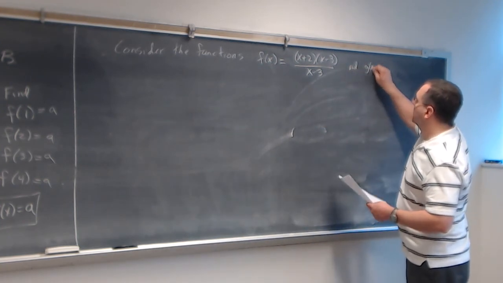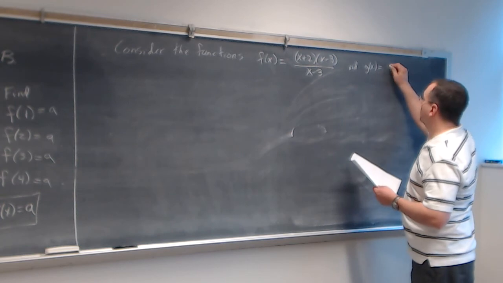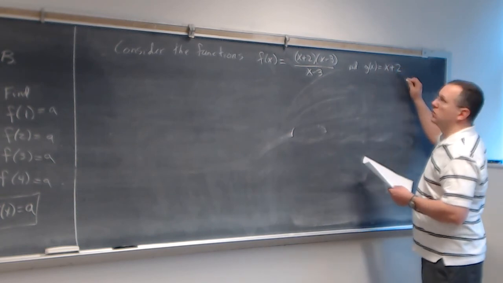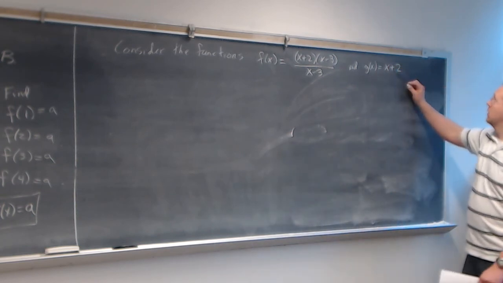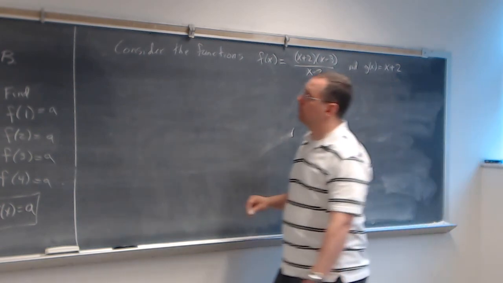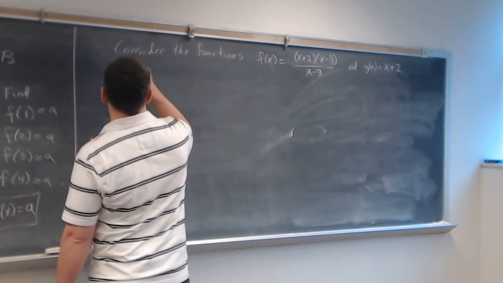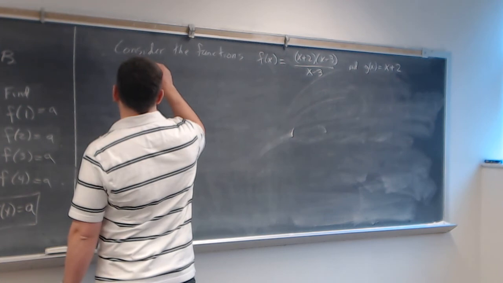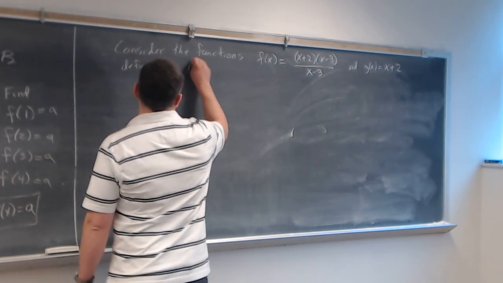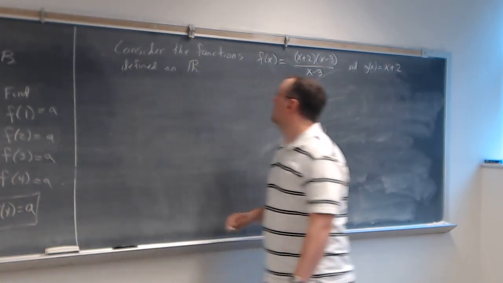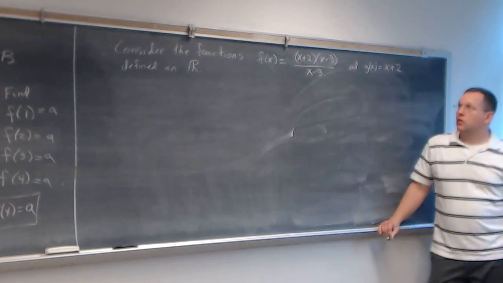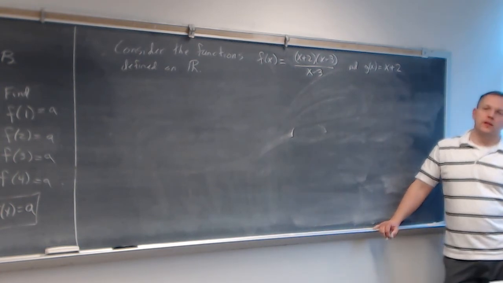And g of x equals x plus 2. Find on the real numbers. Okay, so it's a way you're using a function, written in function notation.